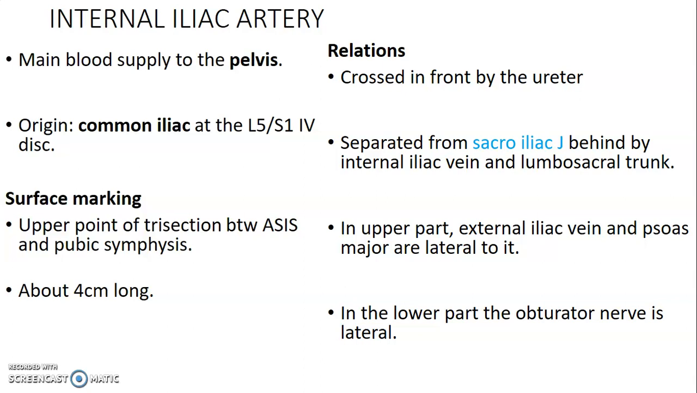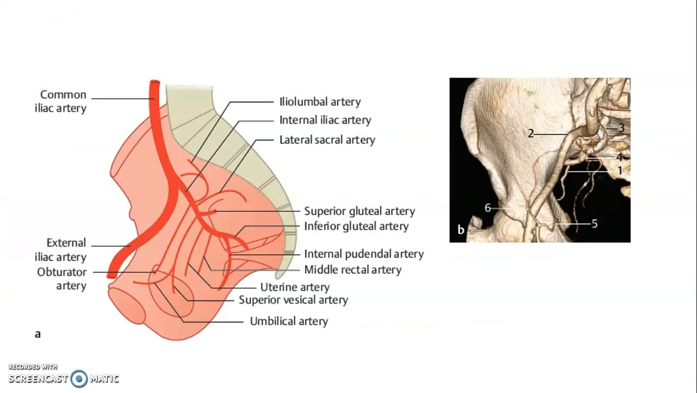This artery is crossed in front by the ureter, and it's separated from the sacroiliac joint behind by the internal iliac vein and the lumbosacral trunk. In the upper part, the external iliac vein and psoas major are lateral to it, and in the lower part, the obturator nerve is lateral to it.